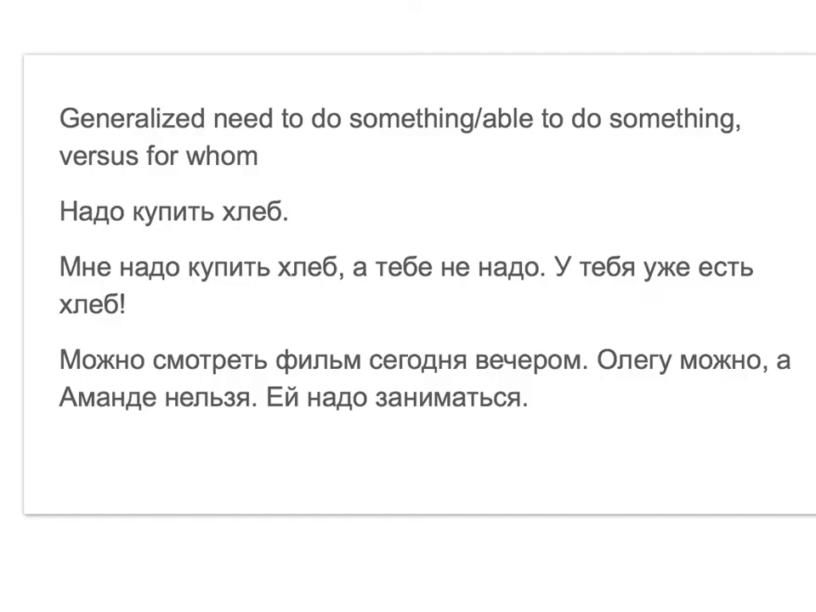Before we were using надо and можно, sometimes with infinitives, to describe a generalized need to do something or ability to do something. So, надо купить хлеб. But if we want to specify for whom something is needed, or to whom the ability exists to do something, then we use the dative case.